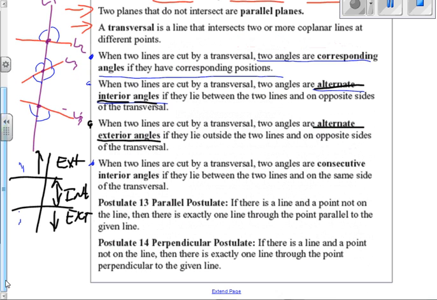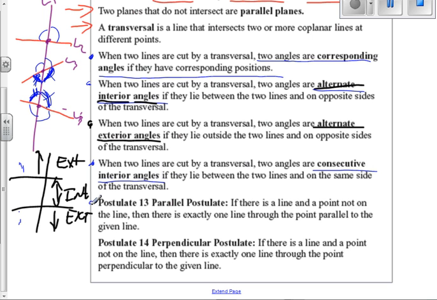Now we're down to this point right here. It says when two lines are cut by a transversal, two angles are consecutive interior angles. Consecutive interior would be this angle and that angle. Interior means it's in between my two lines. Or it could be this and that, consecutive meaning on the same side as the transversal. That would be the consecutive part. And then interior would be on the inside of my two lines. So there's my consecutive angles, and that doesn't mean congruent. I'm just trying to show you what goes to what.